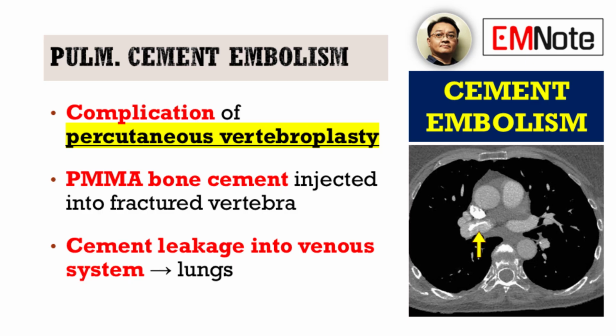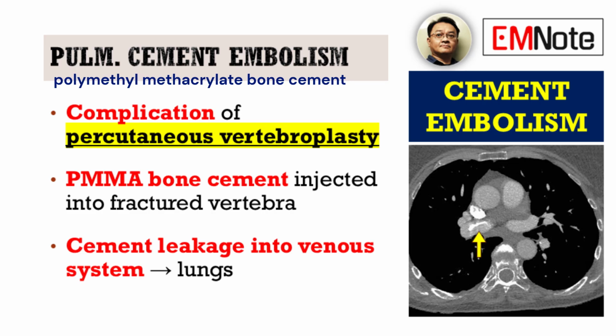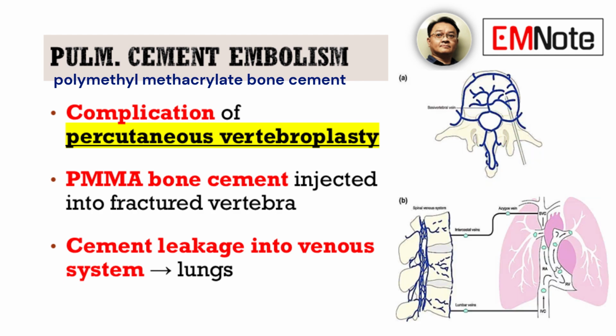Today, we're exploring an unusual but clinically significant complication encountered in interventional spine procedures, pulmonary cement embolism, or PCE. This is an issue that emergency and critical care providers should be aware of, especially in patients with recent vertebral augmentation. Pulmonary cement embolism occurs after percutaneous vertebroplasty, a procedure where polymethyl methacrylate bone cement is injected into a fractured vertebra. This technique is used to reduce pain and restore structural stability.